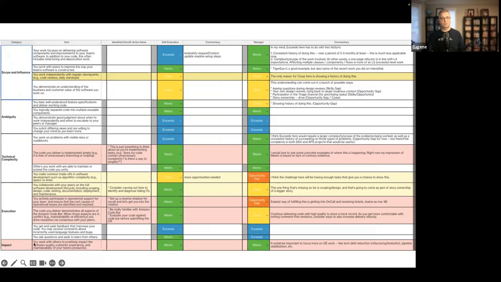So this is basically directly from Amazon's expectations for the level, right? So it's listing out the categories, it's listing out the specific expectations. And then we go through together with the direct and we make an evaluation: here is my evaluation, here is their self-evaluation of whether they're meeting or exceeding, or they might have an opportunity gap, right? Which basically means they might have the skill, but they haven't had the opportunity to show it.